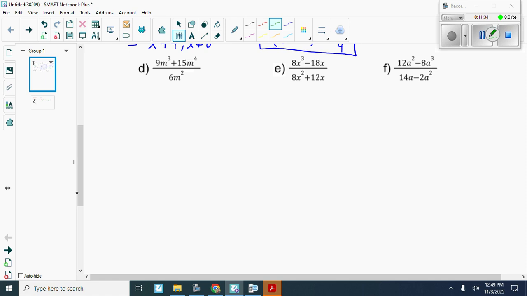I was like, do I need to make it bigger? To the power of 3, and then plus 15m to the power of 4, all over 6m squared. Yeah.